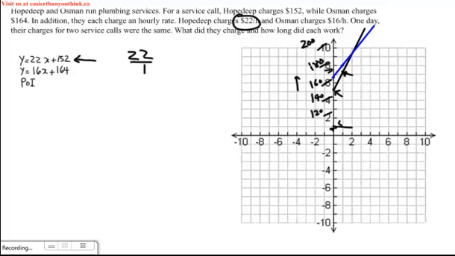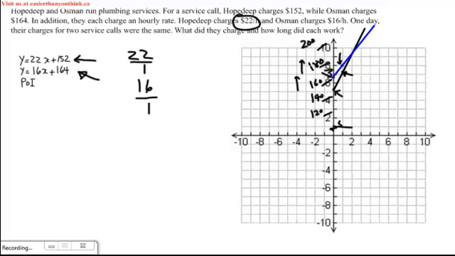The same thing I'm going to do with the second line. I'm going to plot the y-intercept, which is 164. 164 is this point, about that, the blue line. Then the slope is 16, which is 16 over 1, so the rise is 16 and the run is 1. So I'm going to again go up 16 units and then go right 1 unit, and then I'm going to get this point.